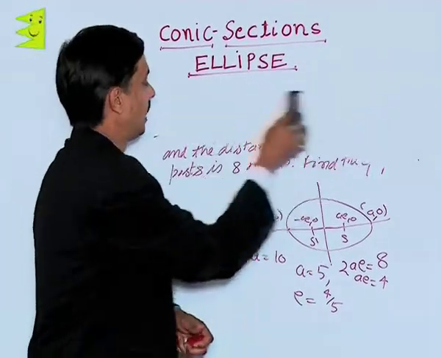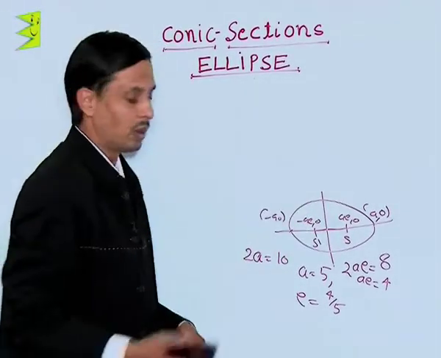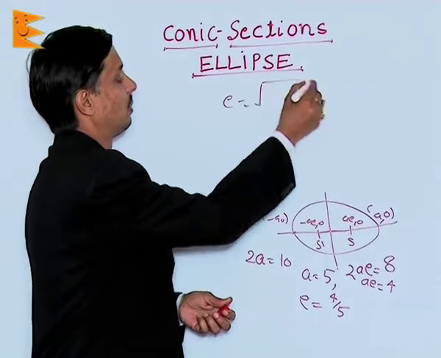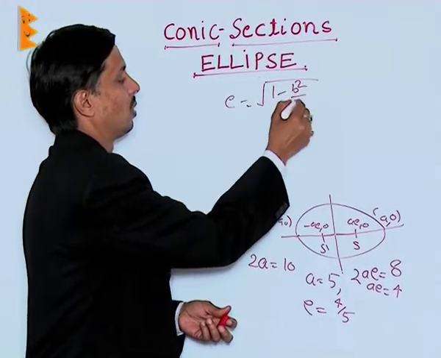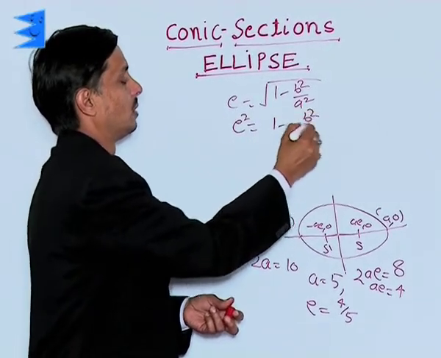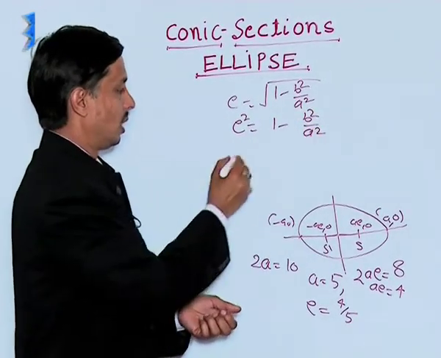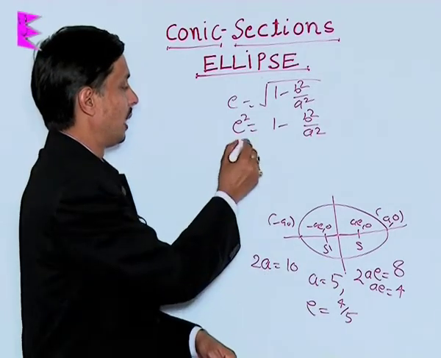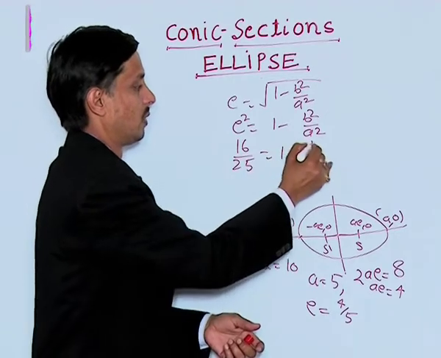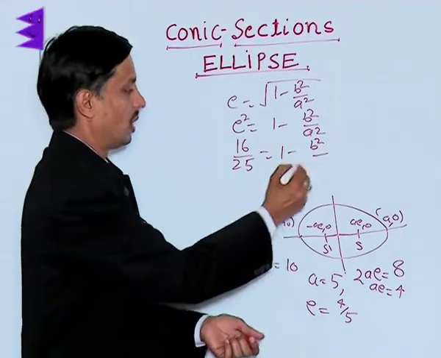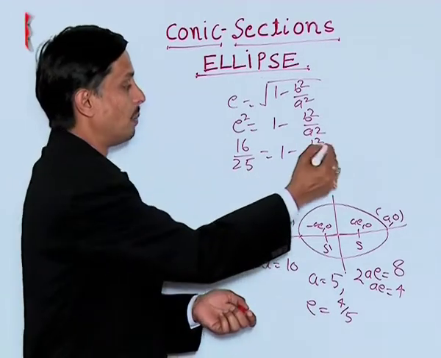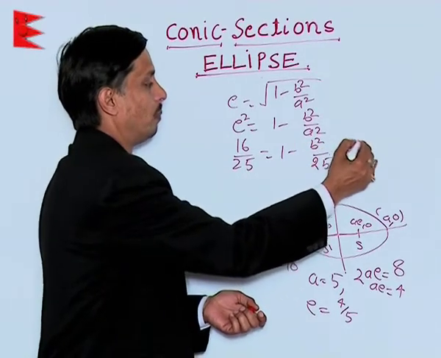Then with the help of the eccentricity we can calculate the value of b. We have a, we have e. Eccentricity is given by root of 1 minus b square upon a square. e is 4 upon 5, so 16 upon 25 is equal to 1 minus b square upon a square. a is 5, its square is 25. On simplifying this, we will get b is 3.